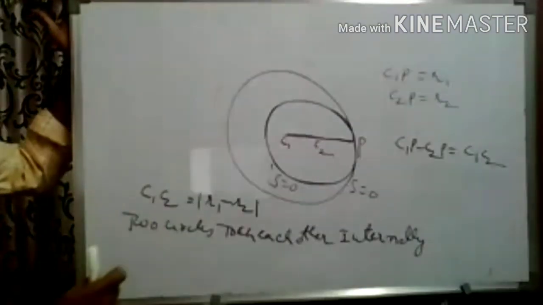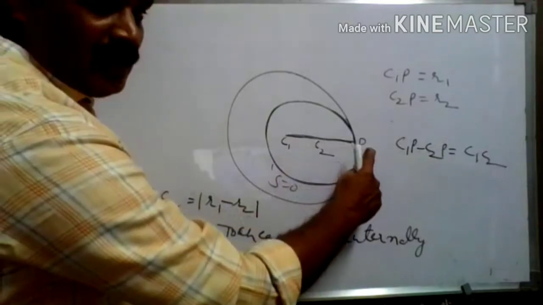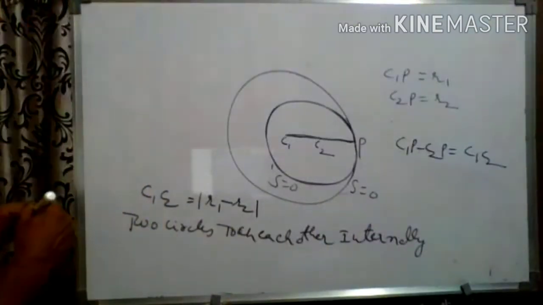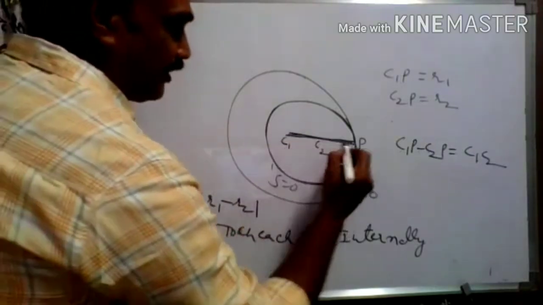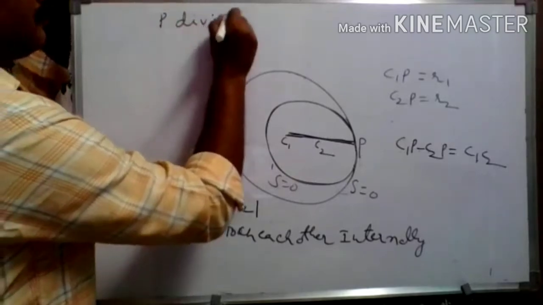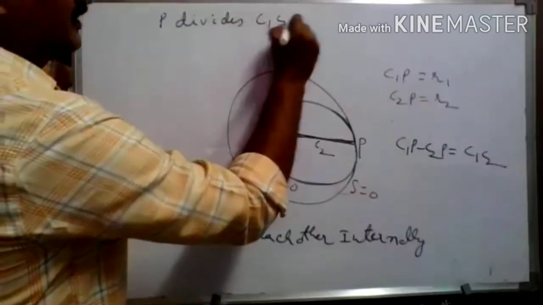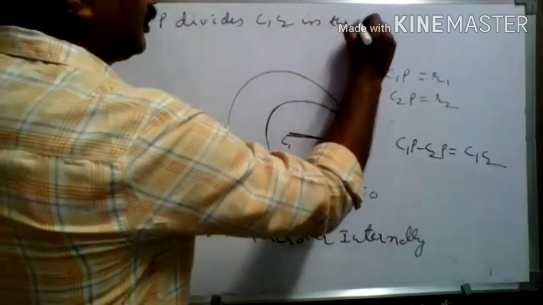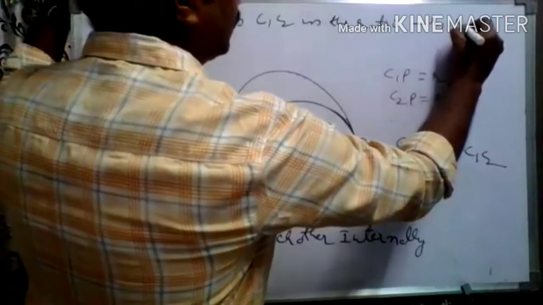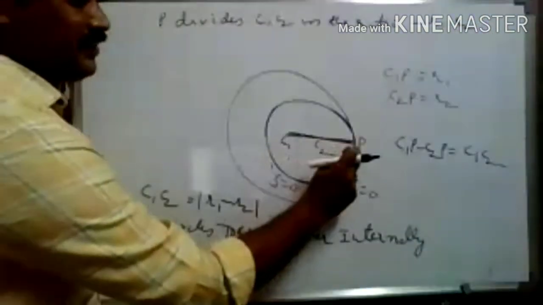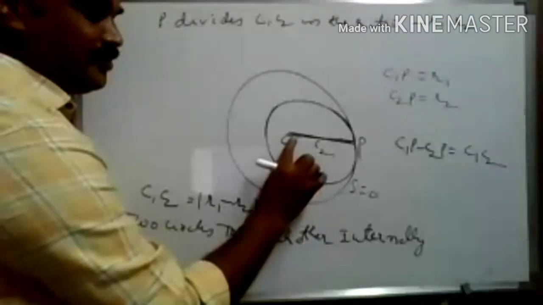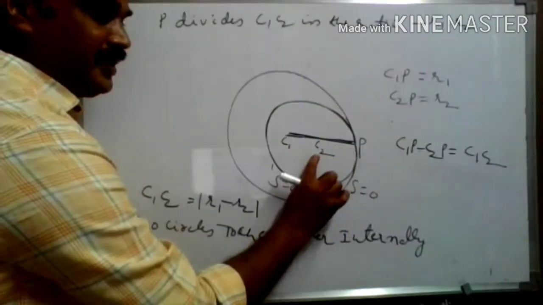Students, here point P is outside the segment, so P divides the line segment externally. What is the ratio, students? P divides C1C2 in the ratio minus R1 is to R2, externally, that is, minus C1P is to C2P.